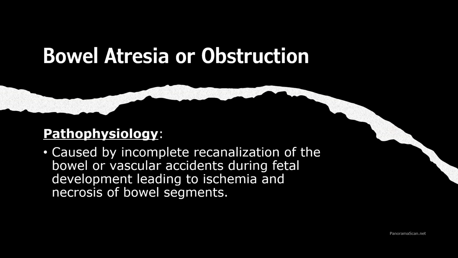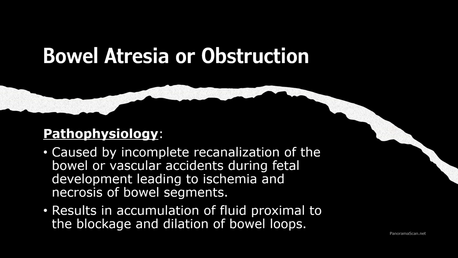Vascular accidents: a disruption in fetal blood supply can lead to ischemia and necrosis of a bowel segment, resulting in atresia. This is particularly common in jejunal-ileal atresia. As a result, fluid accumulates proximal to the obstruction, leading to dilated bowel loops visible on ultrasound. The severity of dilatation depends on the level of obstruction and whether peristalsis is still present.